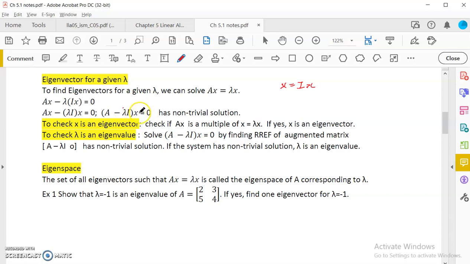And so because lambda is an eigenvalue, this should have a non-trivial solution. And the solution is the eigenvector. X is the eigenvector if I solve this equation. So basically, to find the eigenvector, you are to solve this equation. This is a homogeneous equation.